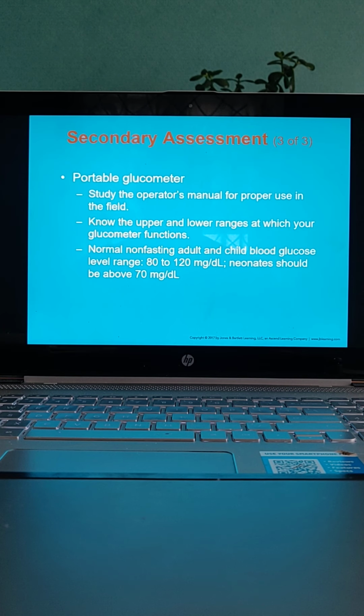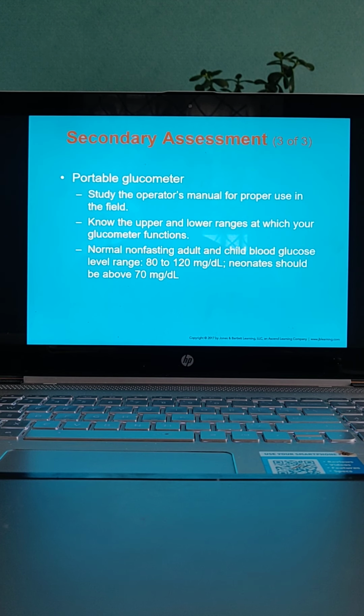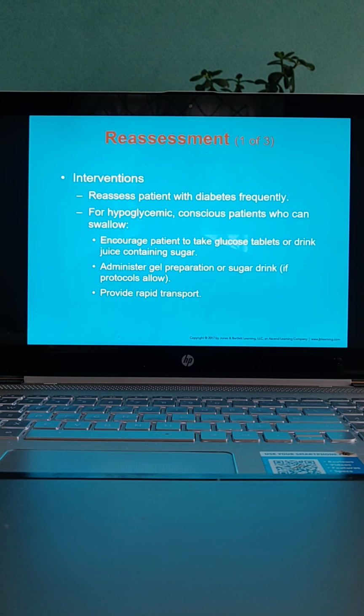Normal non-fasting and childhood blood glucose levels range from 80 to 100. Neonates should be above 70. So a neonate, a baby, should be above 70. The normal BGL for people is 80 to 120. Under 80, they're hypoglycemic. Over 120, they're hyperglycemic. And when they're over 400, that's when they're in the danger zone.